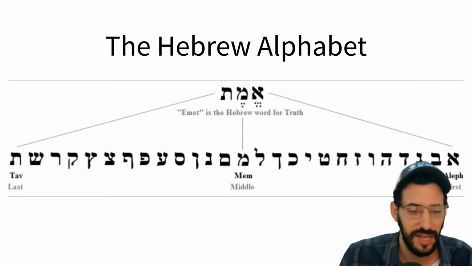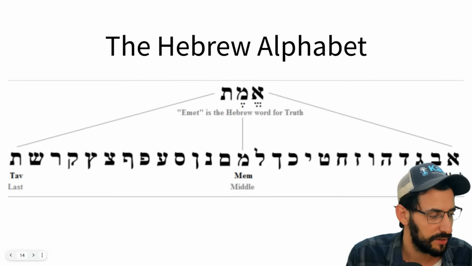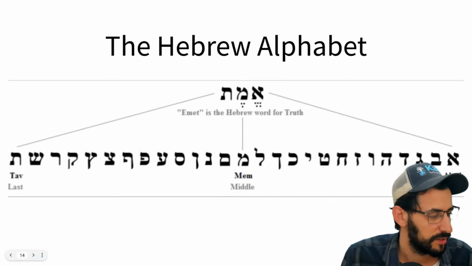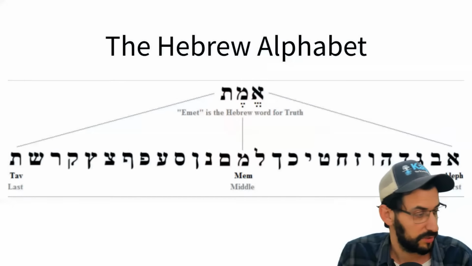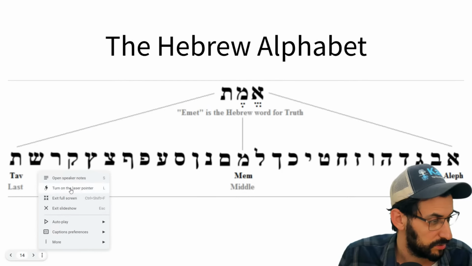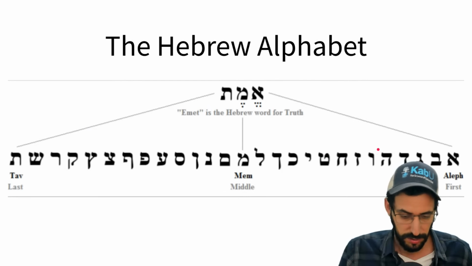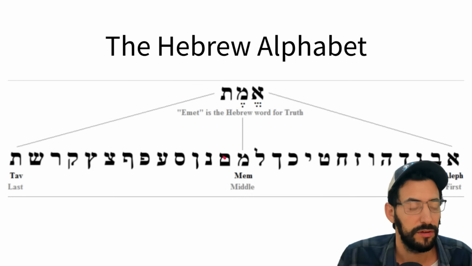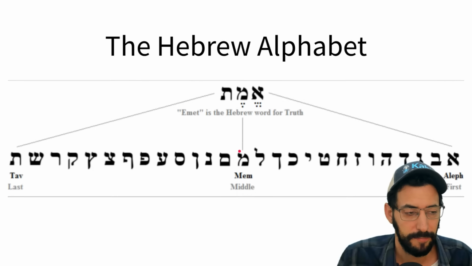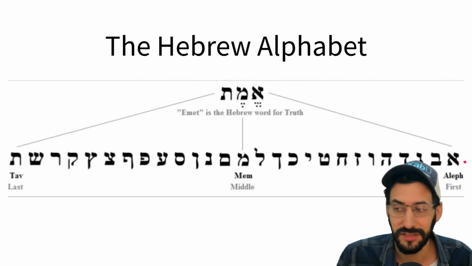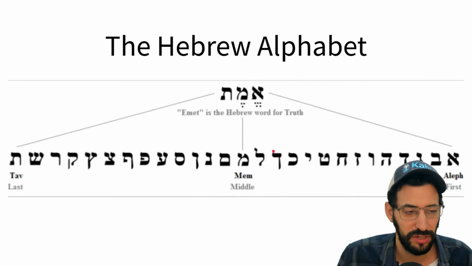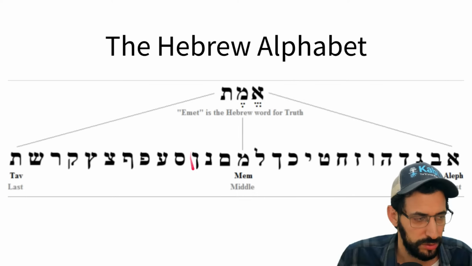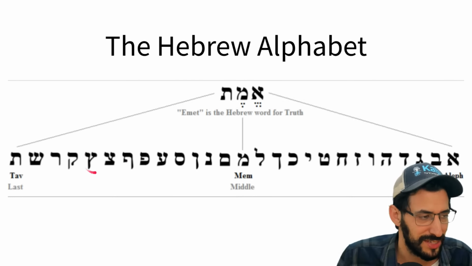So the first letter is Aleph. Let's add the pointy thingy. Okay. All right, so the first letter is Aleph. The middle letter is Mem. And the last letter is Taf. Altogether, there are 27 letters, including the final letters: the final Kaf, the final Mem, the final Nun, the final Pei, and the final Tzadik.